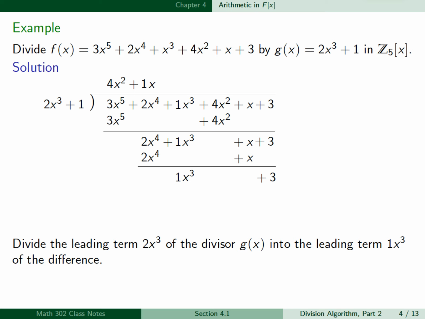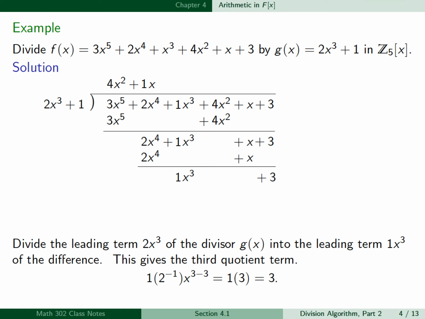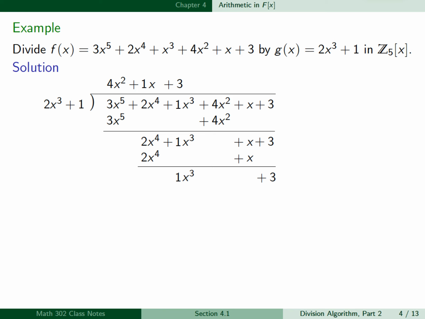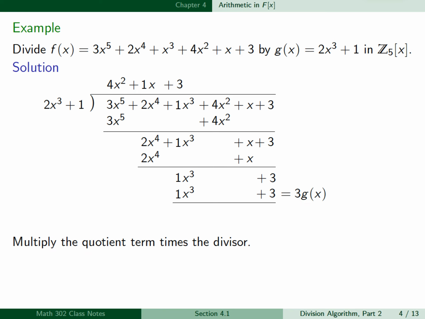Okay, one more step. We're going to divide the leading term 2x cubed of the divisor g of x into the leading term 1x cubed of the difference. So this will be 1 times 2 to the negative 1, x to the 3 minus 3 power. And again, the multiplicative inverse of 2 is 3. So this will be 1 times 3, x to the 0, which is just 1. And this is equal to 3. So that gives us our third quotient term. So we can add it into the quotient and then multiply it times our divisor. So that will be 6x cubed, which is 1x cubed in Z5, plus 3. Then we can subtract, and we obtain 0.